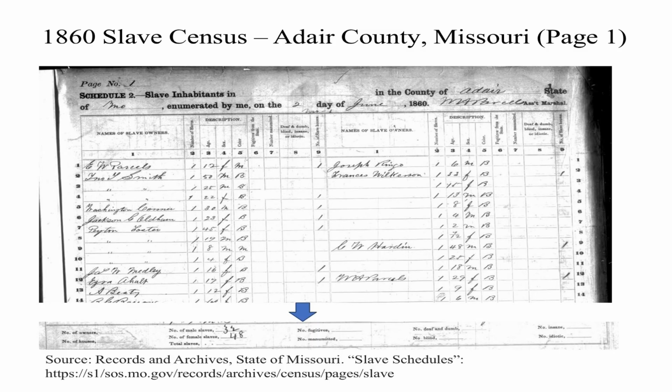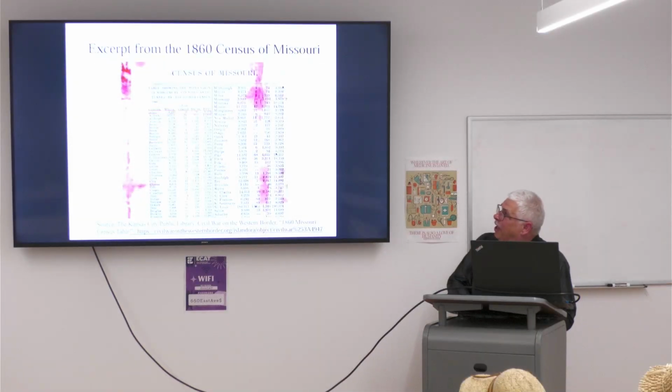B stands for black, M for mulatto. And finally, on the far right, the number of slave houses for that owner is collected. At the bottom of the page are summary statistics for that page for Adair County, number of male slaves and number of female slaves. And then when all that was tabulated, it came out and was printed.